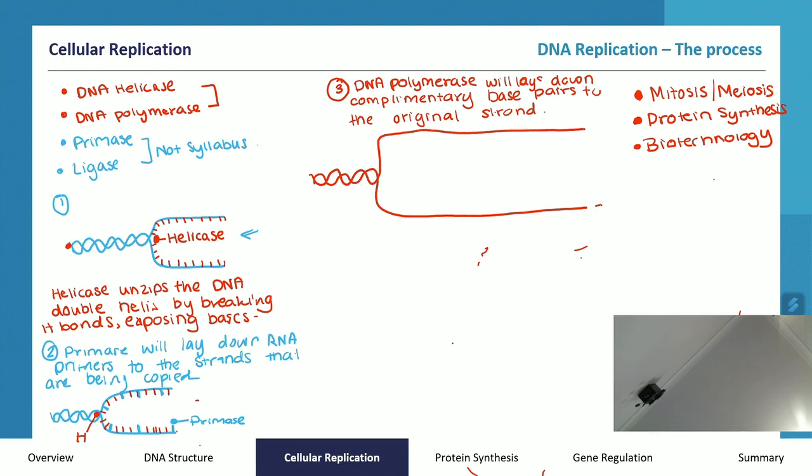So imagine this is our 5' end of the original strand, and this is our 3' end. Remember, that's the end that the sugar is attached to, right? And we start off with a couple base pairs, like so. And so we've got A, T, oh, oops.